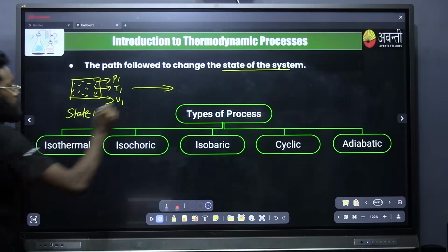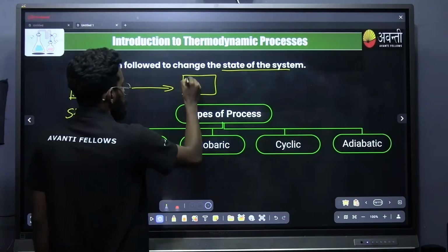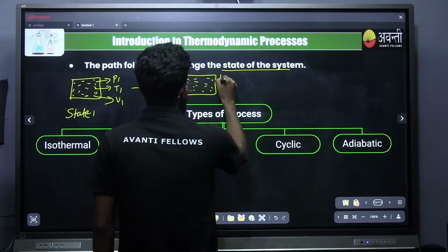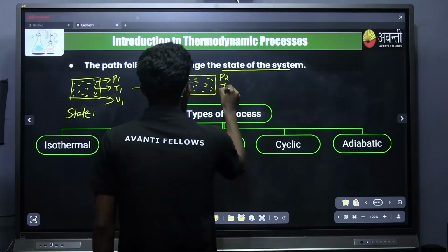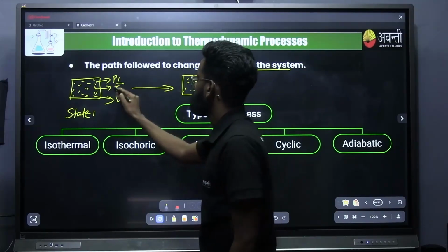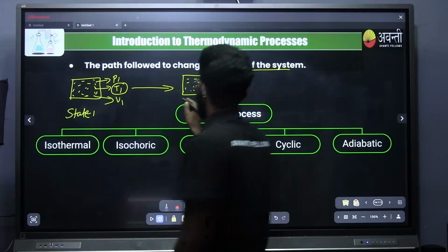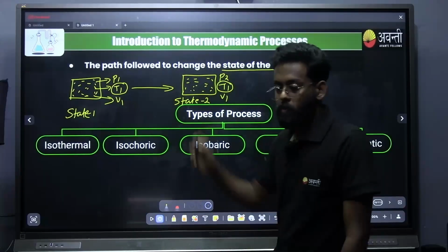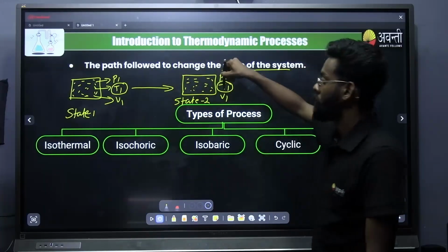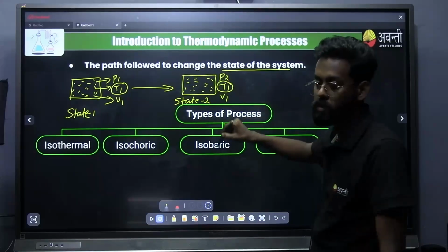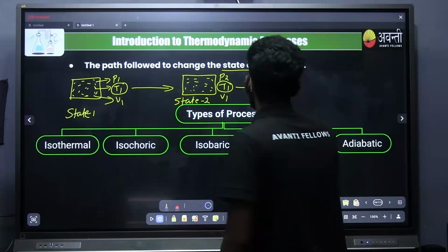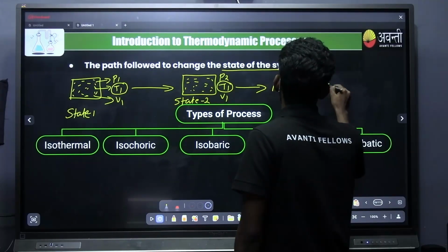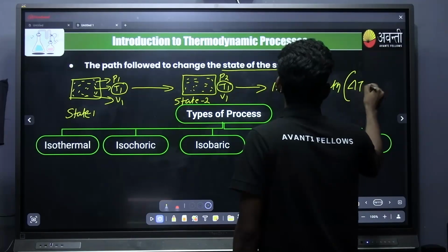Got it? Okay, let's imagine that I am changing the state of a system by keeping the temperature constant, that is P2, T1 and V1. Here you can see I have changed the state of a system by keeping the temperature constant. So what is the path that this state has followed when it comes from state 1 to state 2? The path that it has followed is the isothermal path, which means delta T is equal to 0.